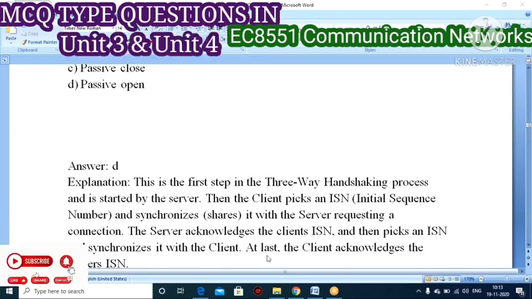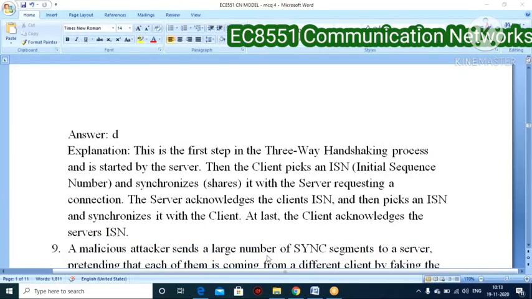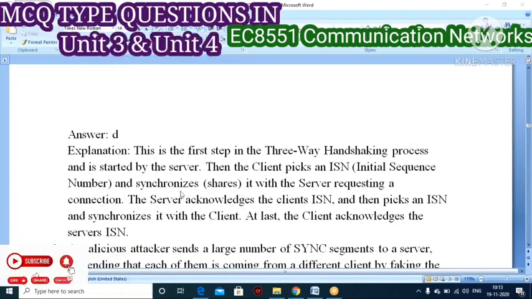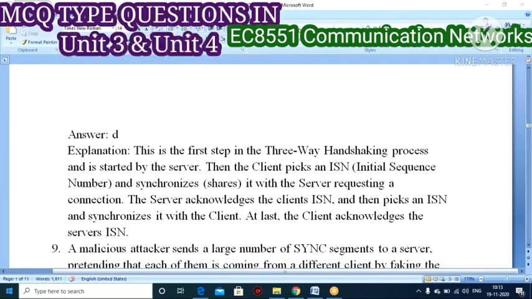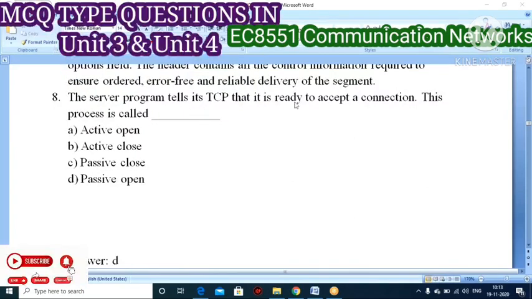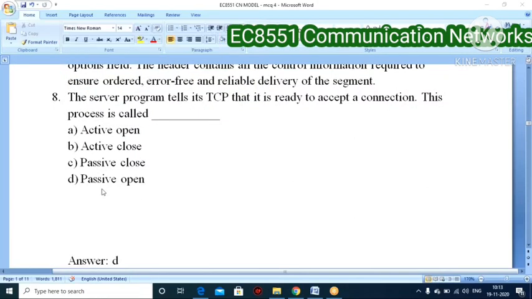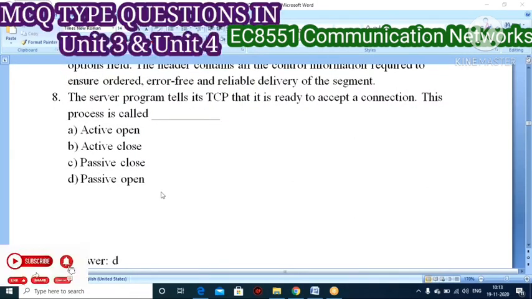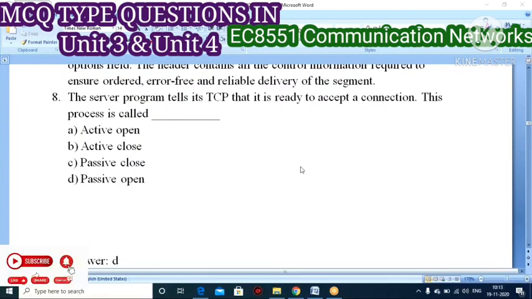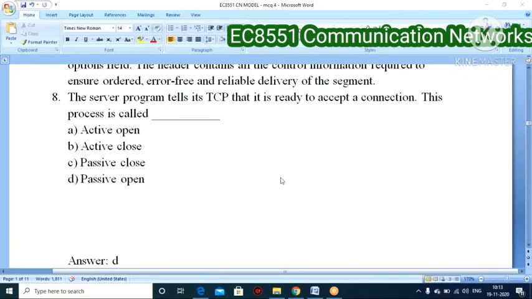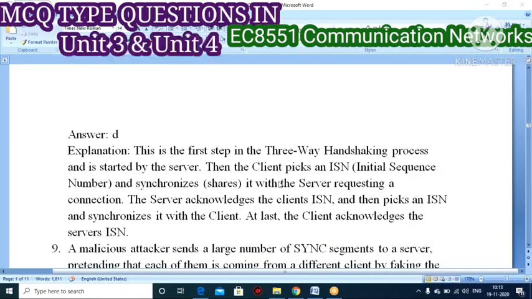At last the client acknowledges the server ISN. So it's similar to the three-way handshaking process only. This process we call passive open. It's not active open; it is passive open because it is ready to accept the connection. So option D is the correct one.